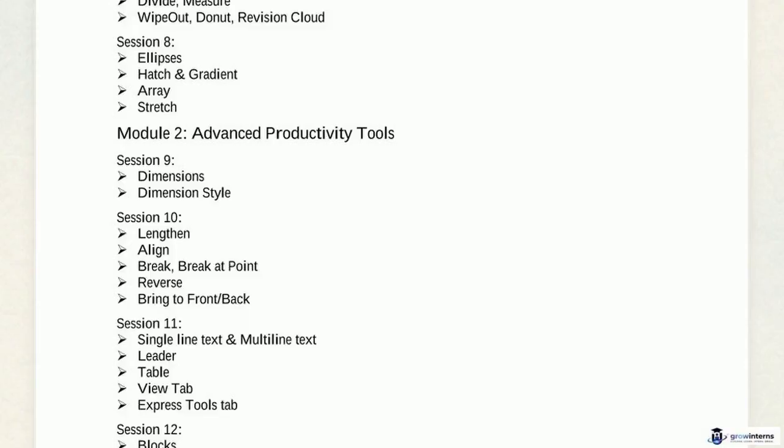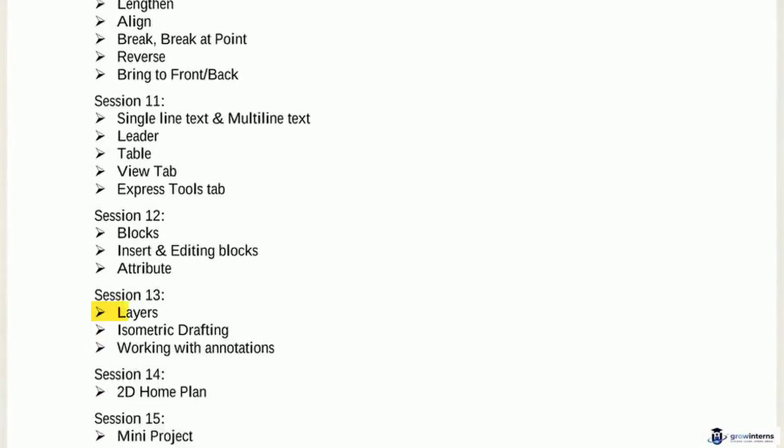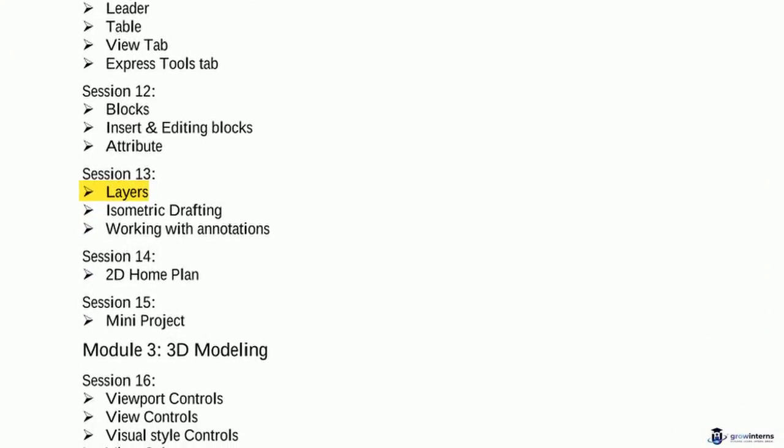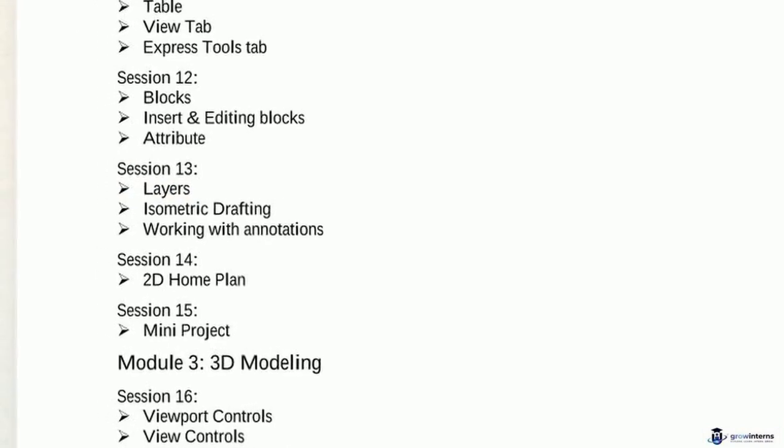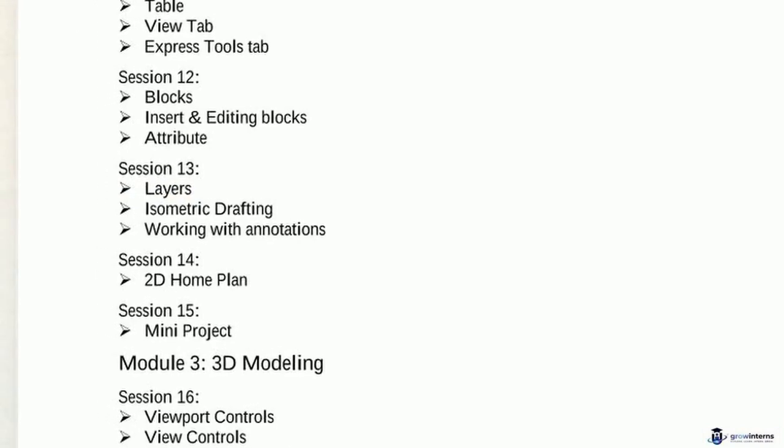This next page of the course outline marks the shift from creating raw geometry to managing complex design data. Module 2 opens with Dimensions and Dimension Style, establishing professional documentation standards. Dropping down to Session 13, the syllabus introduces Layers. This provides the primary organizational framework for separating distinct building elements, ensuring that plumbing lines, electrical wiring, and load-bearing walls remain distinct and manageable.